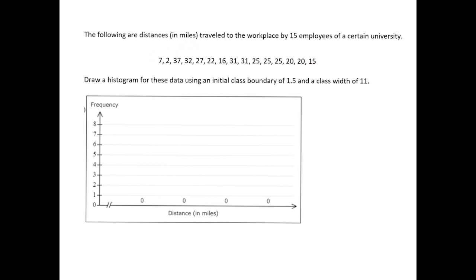Now what we want to do is draw a histogram for these data using an initial class boundary of 1.5 and a class width of 11. So what we want to do is write down all of our class limits, using this initial class boundary and this class width, and that'll tell us the different classes or categories for our data, and the frequencies in those classes will tell us how high to make our histogram.